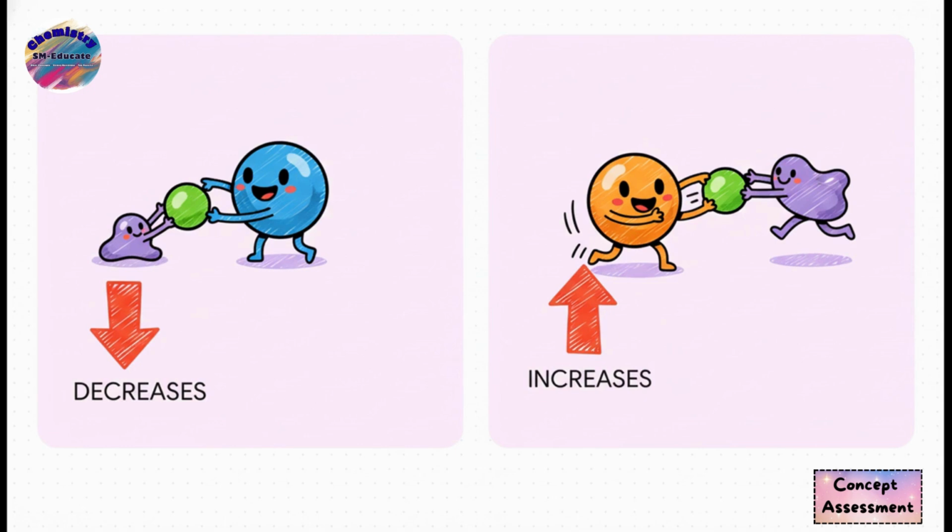The reducing agent is the exact opposite. It's an electron donor. It gives electrons away, and its oxidation number goes up. Just remember, their names describe what they do to their partner in the reaction.